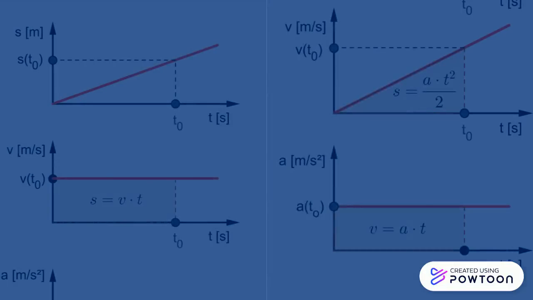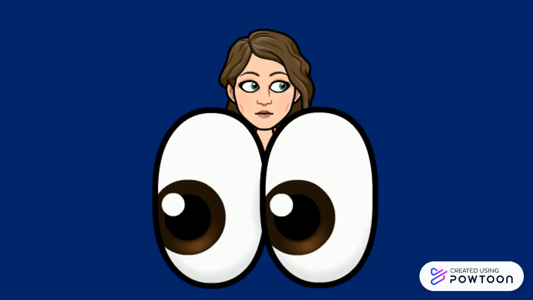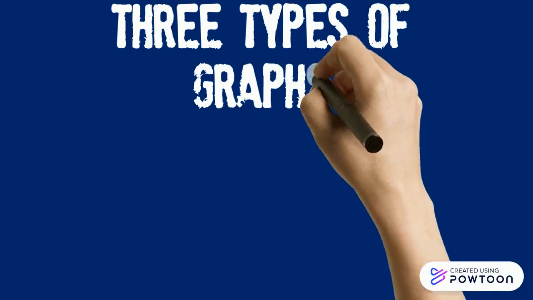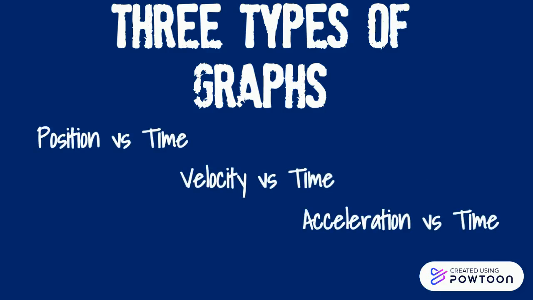In this video, we will look at graphs of motion. In each scenario, we will look at three different graphs, namely position time graph, velocity time graph, and acceleration time graph.